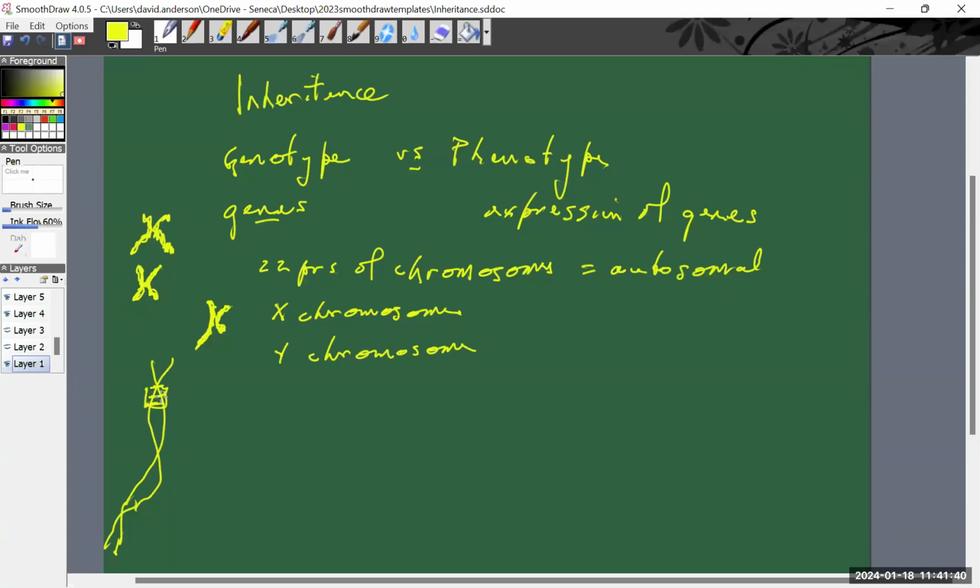Alternate forms of a gene that code for the same trait are known as an allele. So there's going to be an allele contributed from the female and an allele contributed from the male in the reproductive process. And that's going to create a trait and ultimately an expression of a particular trait.